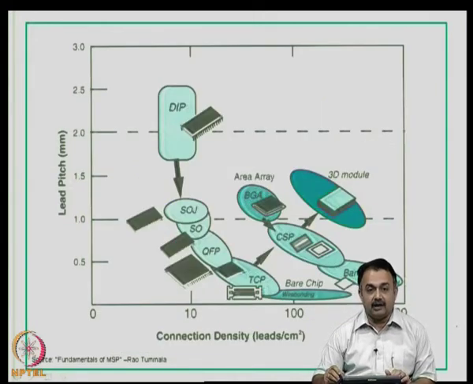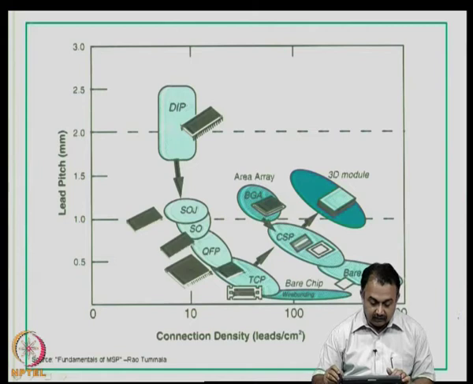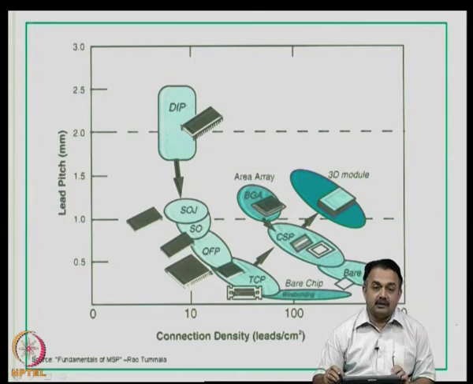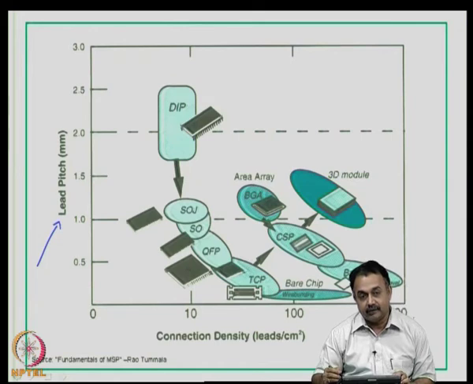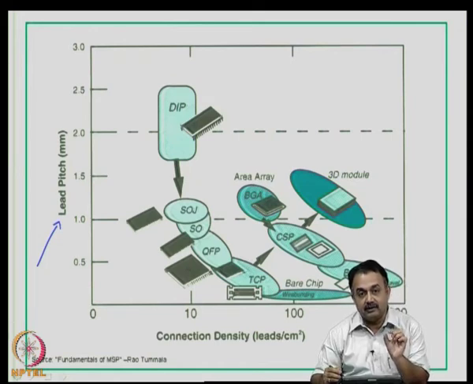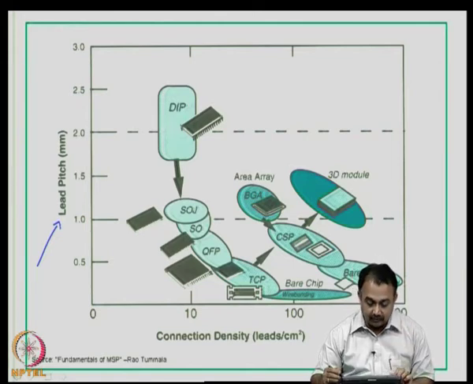This particular graph or illustration will talk to you about connection density, that is the number of pins, number of IOs per package. So, if you look at the graph in terms of lead pitch, that is the distance between two adjacent pins in a package, that is the midpoint of pin number 1 to the midpoint of adjacent pin number 2, that is lead pitch.